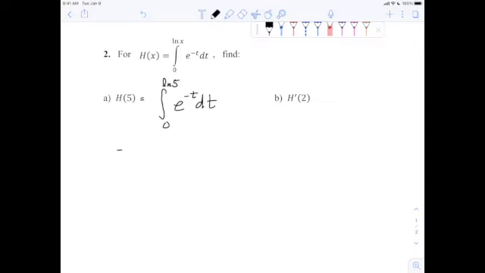So no problem here. The antiderivative of e to the -t is e to the -t, but because of the chain rule here, that derivative is -1, you have to divide by -1 to account for that, and so that's -e to the -t from 0 to ln of 5. And plug in ln of 5 first, the top minus bottom, right? And you get -e to the ln of 5 minus -e to the -0, or just 0.